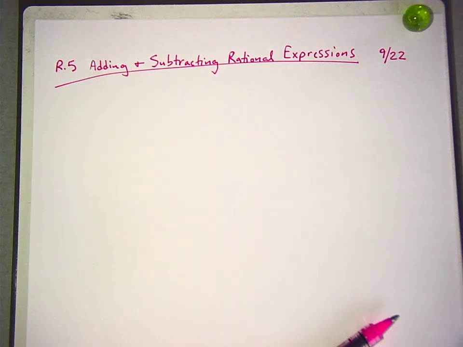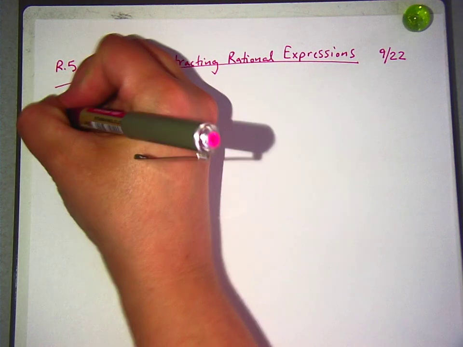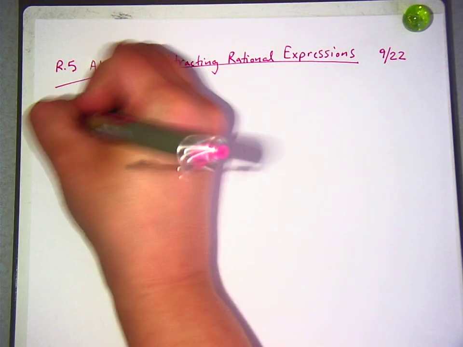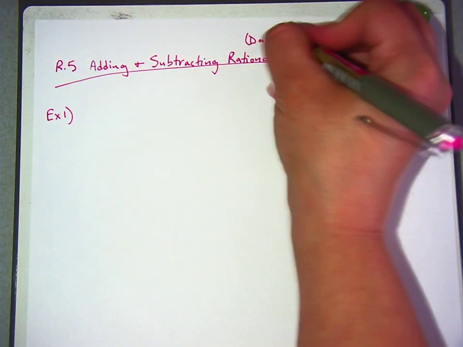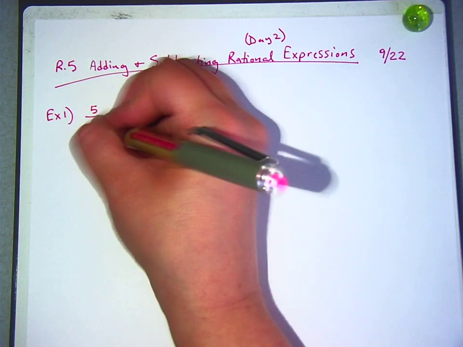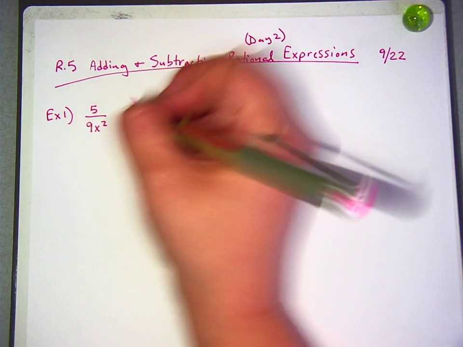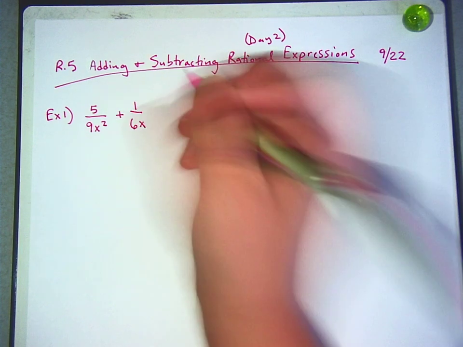Okay, here we go. So today we're adding and subtracting rational expressions. What I did with you last time was simplifying and multiplying and dividing. So we're going to try this one. Example 1. Guess we can write day 2 on top of here. Example 1 is 5 over 9x squared plus 1 over 6x.